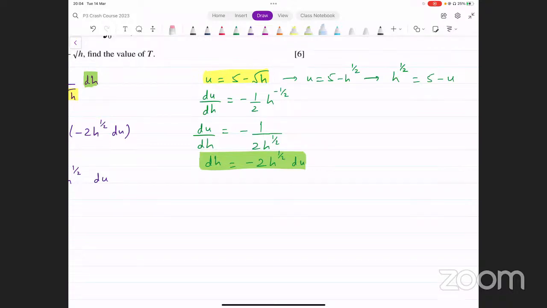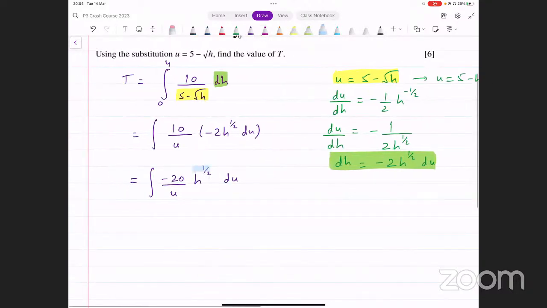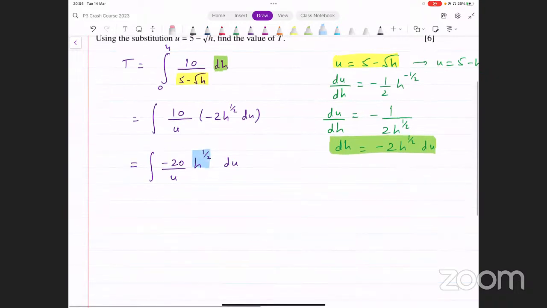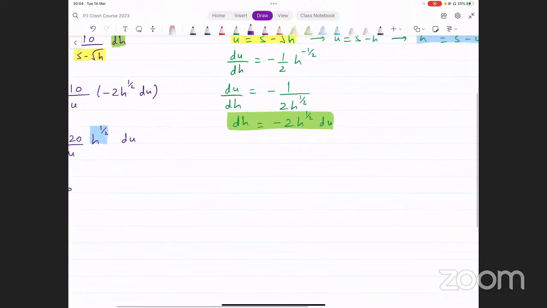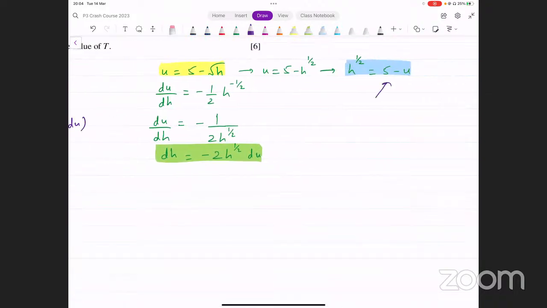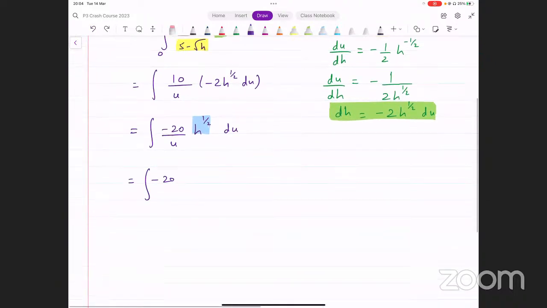So instead of h power 1 over 2, we can input that substitution that we wrote there, so that it becomes minus 20 into 5 minus u, and in the denominator, we have u, and then we need to integrate this with respect to u. Now, everything is converted to something in terms of u at this point. Okay, so now this is something that we can integrate. We could think about how to integrate this now, but let's think about the limits as well.